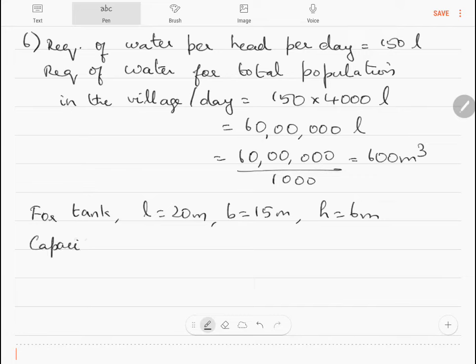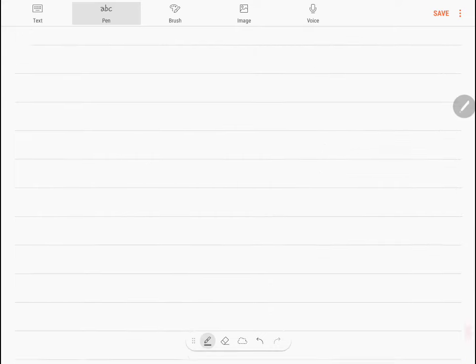Capacity of the tank is equal to 20 into 15 into 6, which is equal to 1800 meter cube.